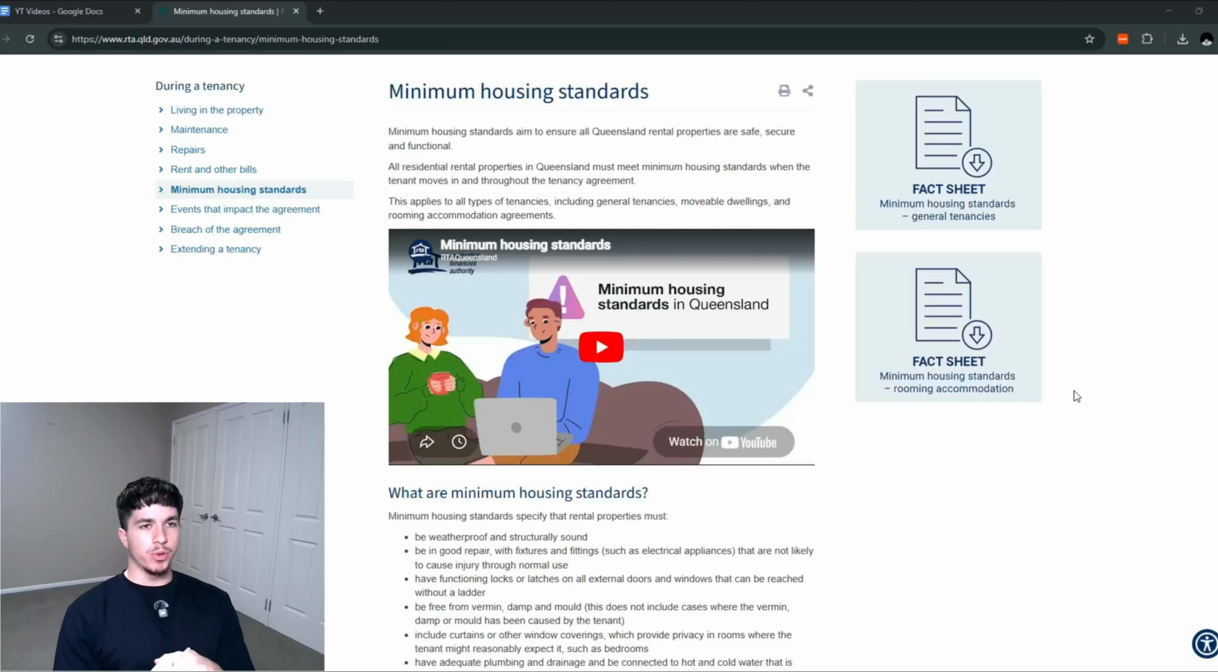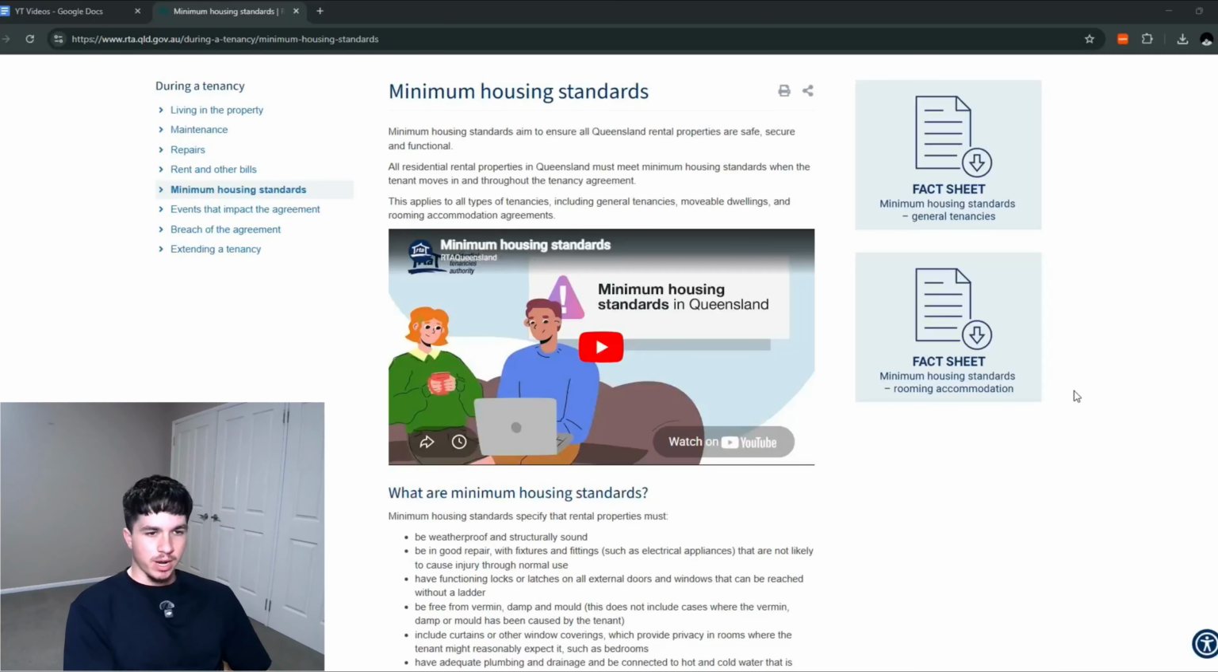Today I'm going to walk through the minimum housing standards. These are the standards that are applicable to all Queensland rental properties. This is residential, by the way, not commercial. I'm only talking about residential. And if you have a tenant living at the property, whether it's a periodic or a general tenancy agreement, this applies.